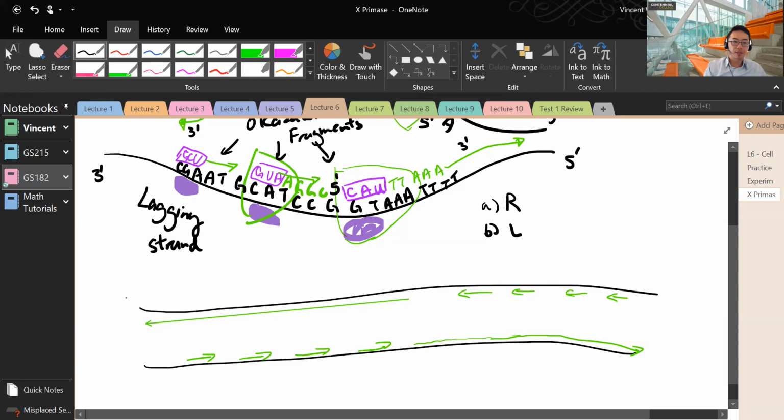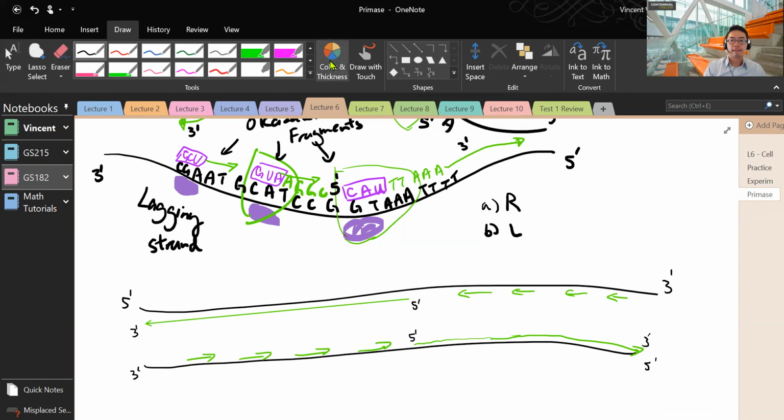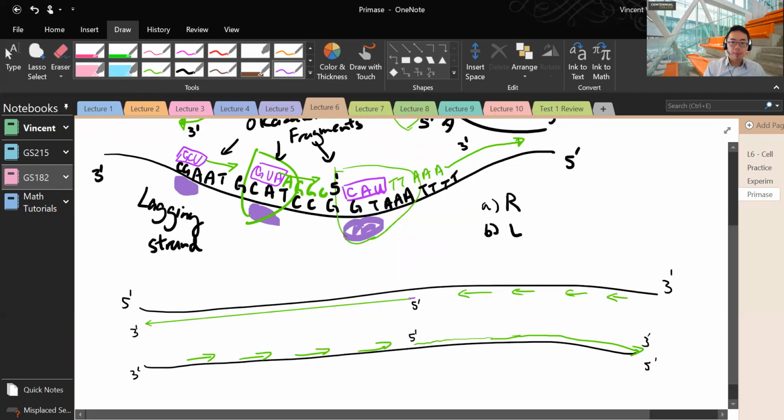This is 5 prime to 3 prime. And then this would be, again, 5 to 3. 3 to 5. And then 5 to 3. Now, these purple things, those are the primers, right? Again, you don't have to copy this. There is a nicer picture in the notes, I'm sure.